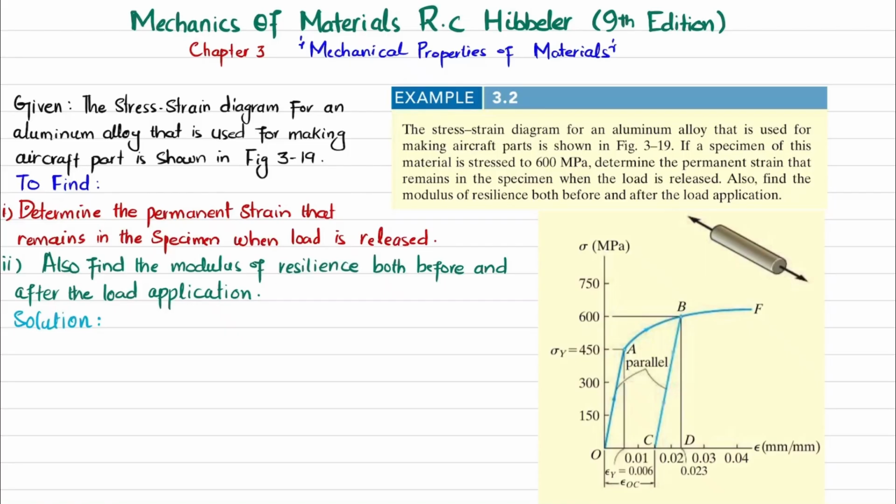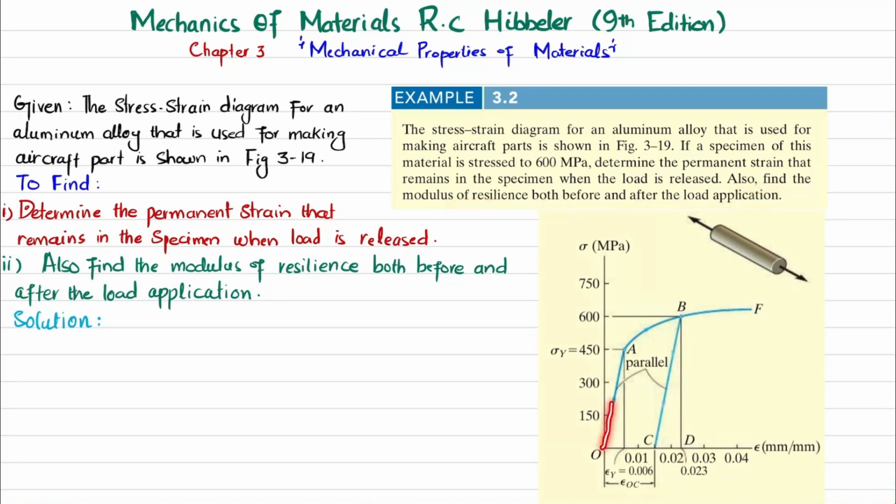Welcome back. In this video, we are going to solve example 3.2 that is taken from chapter number 3, Mechanical Properties of Materials, and the book name is Mechanics of Materials by R.C. Hibbeler, 9th edition. The statement is: the stress strain diagram for an aluminum alloy that is used for making aircraft parts is shown in figure 3-19. If a specimen of this material is stressed up to 600 megapascal, determine the permanent strain that remains in the specimen when the load is released. Also find the modulus of resilience both before and after the load application.